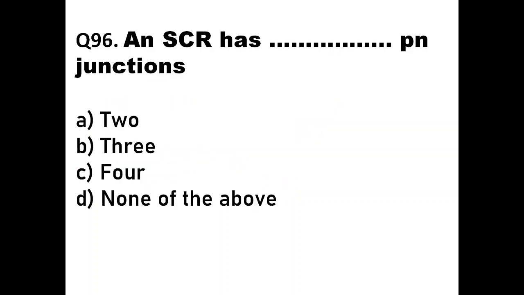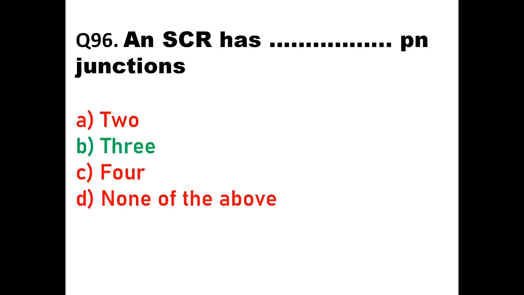Then we'll go to the next question, question number 96. An SCR has dash PN junctions. Again we'll come back to the basic theory of thyristors. As I've told you earlier, a thyristor device like SCR, diac or triac will have four layers of semiconductors. If you have four layers of semiconductors, you will have three PN junctions, J1, J2, J3. So the answer will be 3, and an SCR has 3 PN junctions.